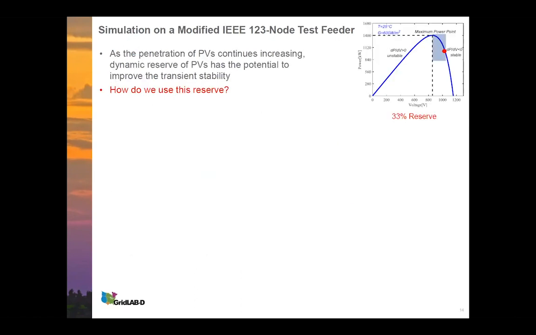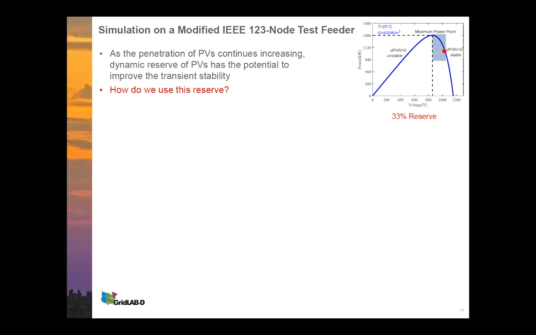Okay, so when the penetration of PV becomes higher and higher in the distribution system, people are thinking about using this PV to regulate the voltage and the frequency. But to regulate the frequency, PV needs to have some reserve, right? So one method is to add some energy storage, and another method is to actively curtail the output power of PV so it can have some dynamic reserve to regulate the frequency. So in this scenario, we assume the PV has about 33% reserve. With this reserve, we should be able to regulate the frequency.